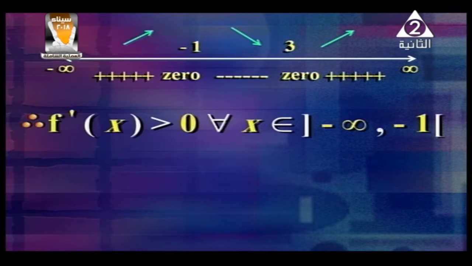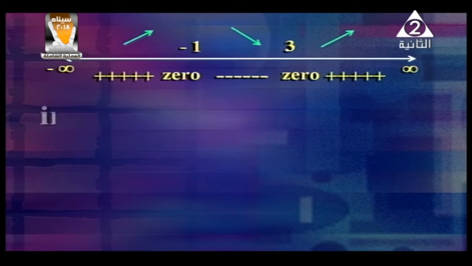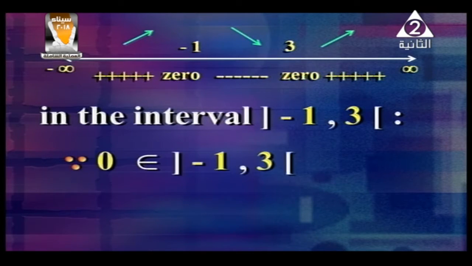Then f'(x) is more than 0 when x belongs to the first interval from negative infinity to negative 1, so the function is increasing in this interval. After that, we move to the second interval, the open interval (-1, 3). Take any element that belongs to (-1, 3), such as 0.